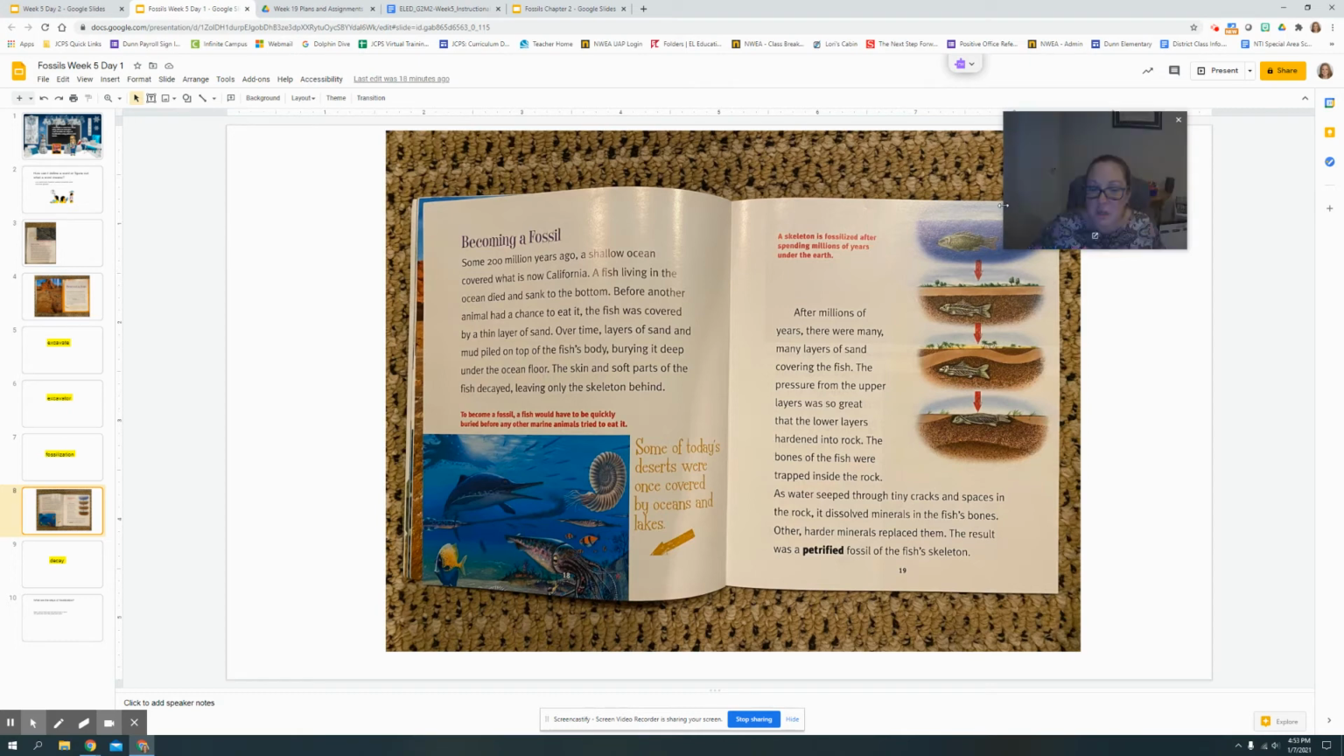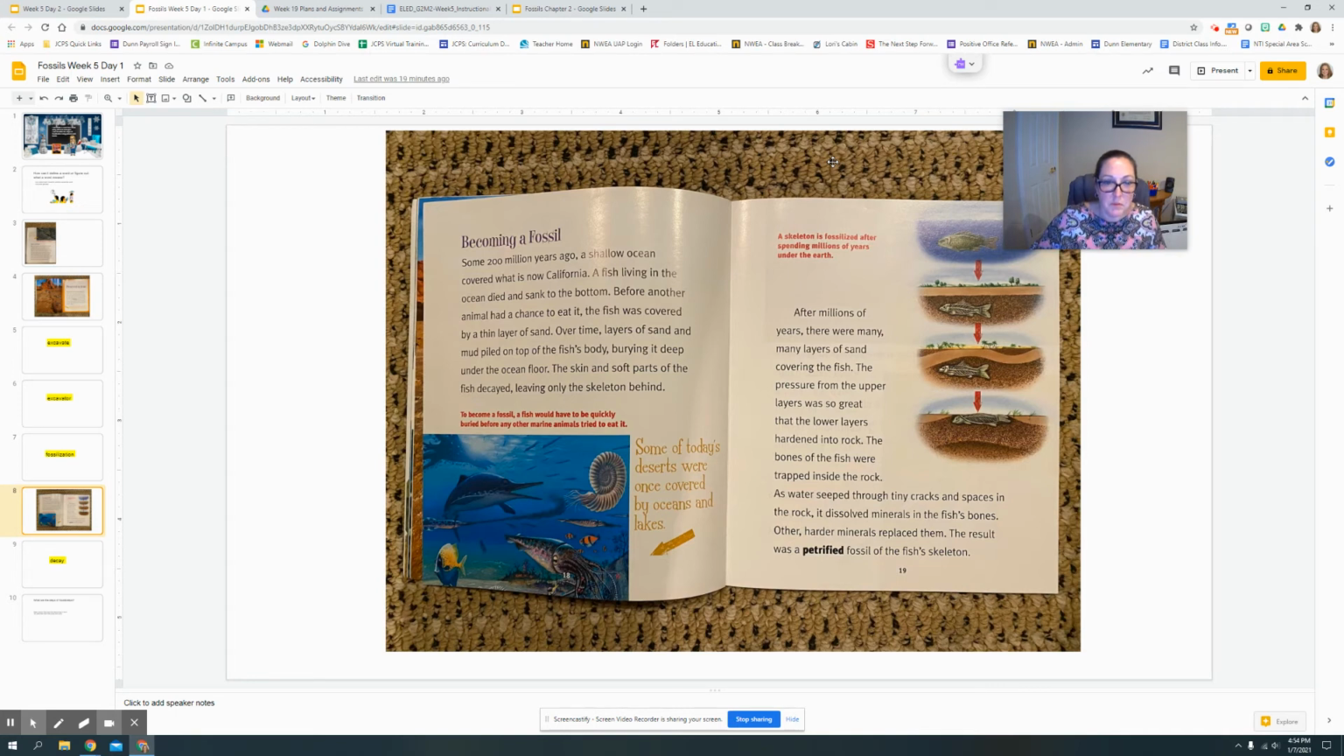Okay, so let's take a look at the pictures. We aren't going to read this page. We're just going to look at this image here. We're going to look at the fish. So the fish is in the water. This is not air. This is water. And then this is the bottom of the ocean floor. And the fish is swimming along, and I guess it died. So it quickly sank to the bottom and was covered up with a thin layer of sand. Okay, so nobody ate it. Over time, layers of sand and mud piled on top of the fish. So this is kind of like the second step right here. All these layers of mud and sand piled up.